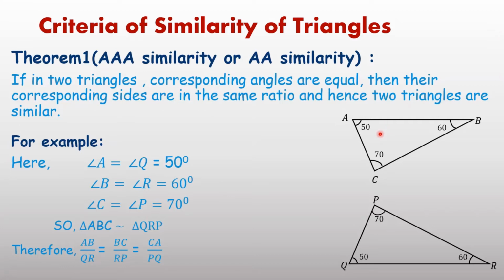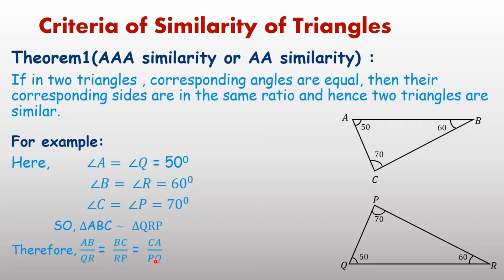In the figure, AB is written. AB is opposite to C, and C equals P, and opposite to P is QR. Therefore AB upon QR equal to BC. BC is opposite to A, and A equals Q, and opposite to Q is RP. Therefore BC upon RP equal to third, CA. CA is opposite to B, and B equals R, and opposite to R is PQ. Therefore CA upon PQ. Two options are there by which we can write corresponding sides.